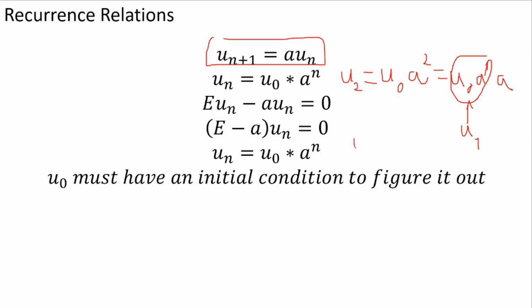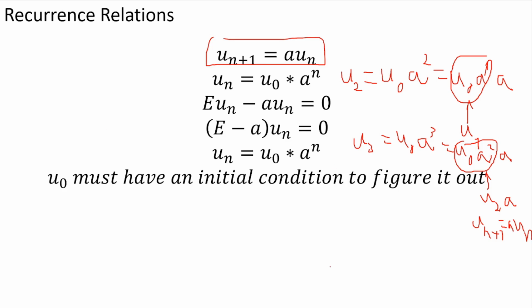If we take u3, u3 will be u0 a cubed, which can be thought of as u0 a squared multiplied by a. We can see that u0 a squared is u2, multiplied by a. So we have un plus 1 equals a multiplied by un.